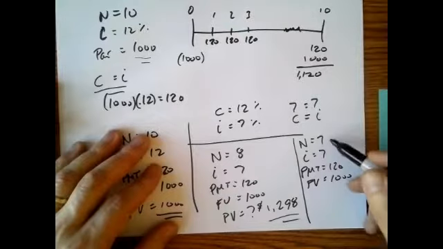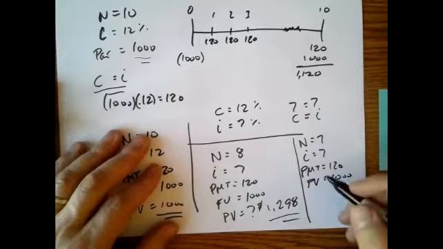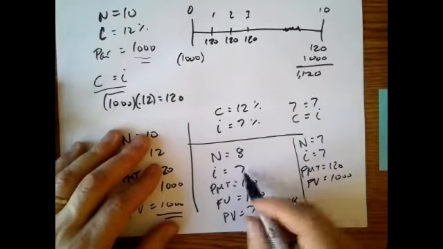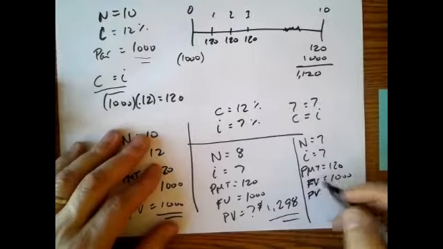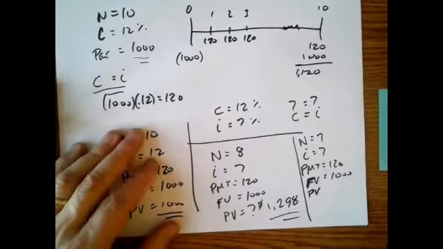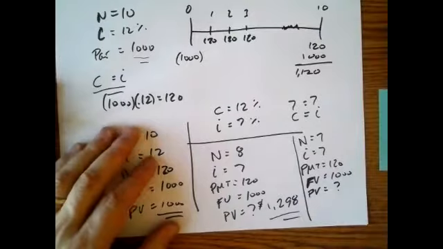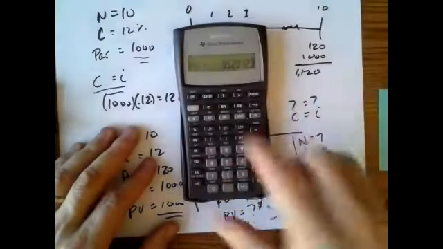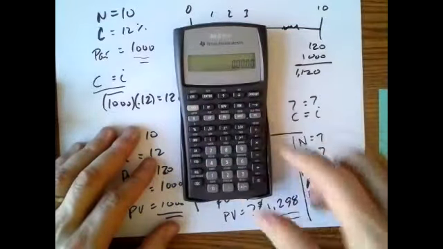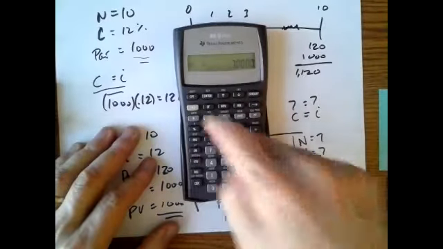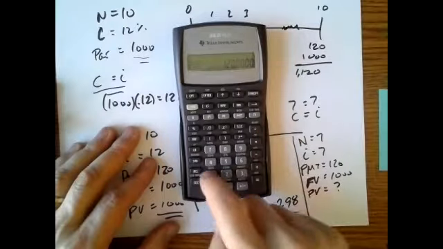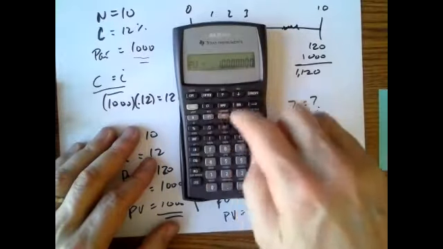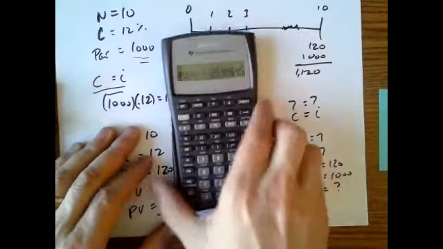Contract, number of years is the nature of the reality, I is the market rate, and we're assuming that those have stayed constant. And so what is our PV? In other words, what is our price? So we just go back here, clear our TVM, N is 7, I is 7, payment is 120, future value is 1,000, compute the PV, and we get 1269.